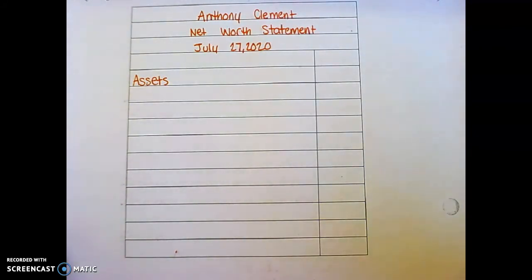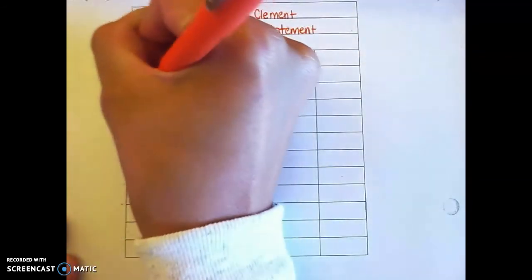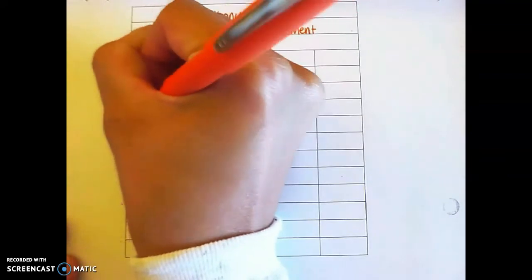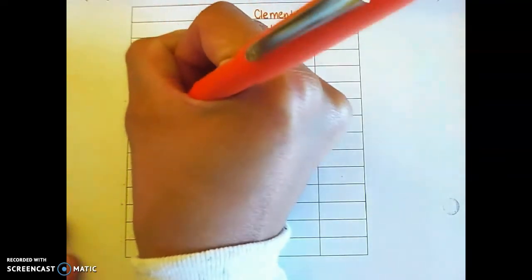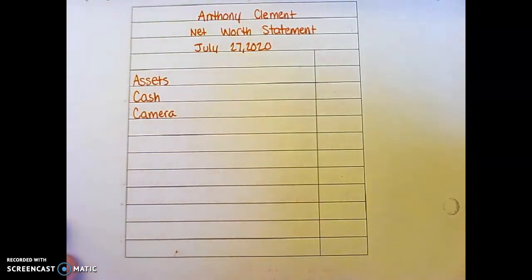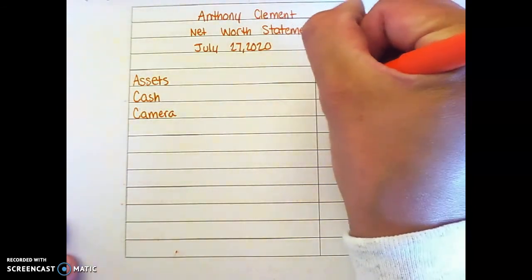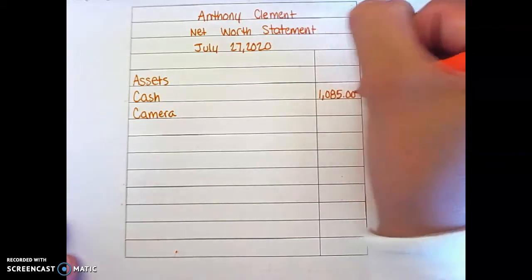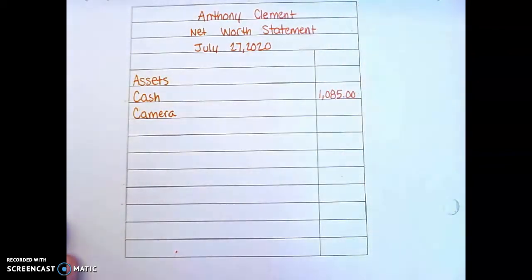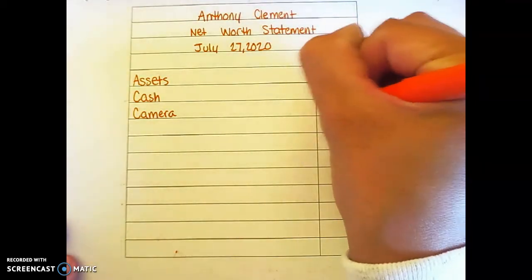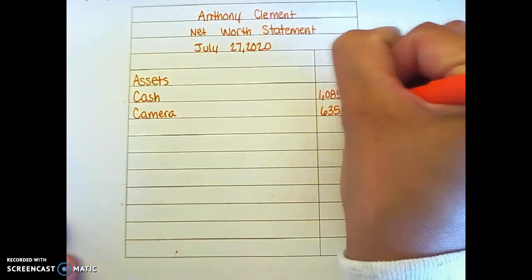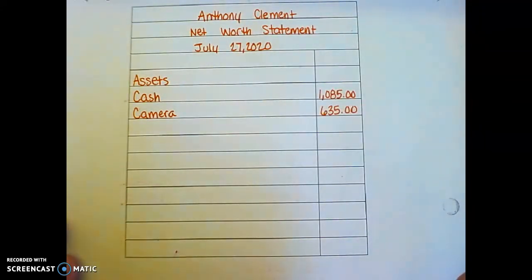Not a big deal. So he has two things that he currently has. He has cash and his camera. So I will list those two assets. So he currently has $1,085 in cash. And his camera is valued at $635. Those are his two assets that are worth listing.